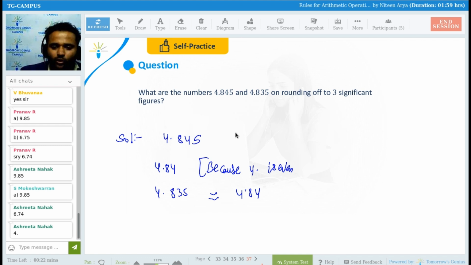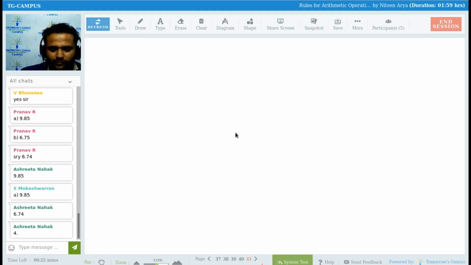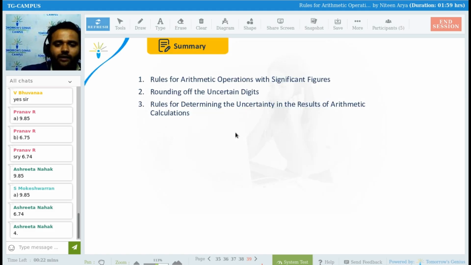Okay, so this is the summary. What we did in this class: rules for arithmetic operations with significant figures, rounding of the uncertain digits, rules for determining the uncertainty, and the rules for arithmetic calculation.